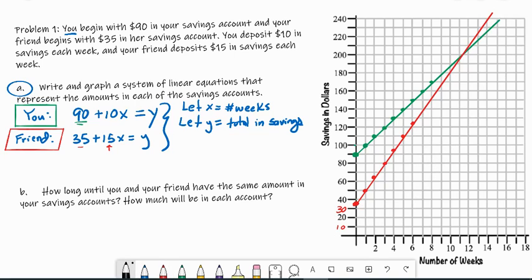And it looks like our lines cross right around here at $200. And $200 occurs during week 11. So part B says how long until you and your friend have the same amount in your accounts, and it looks like it takes about 11 weeks, and each account should have $200.